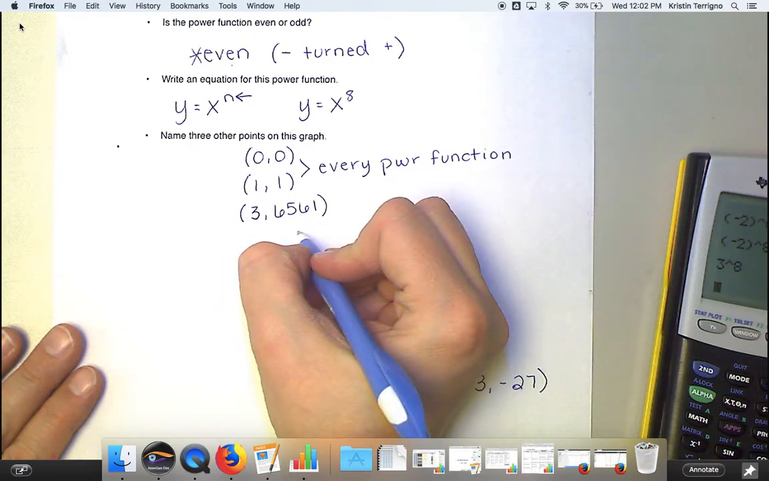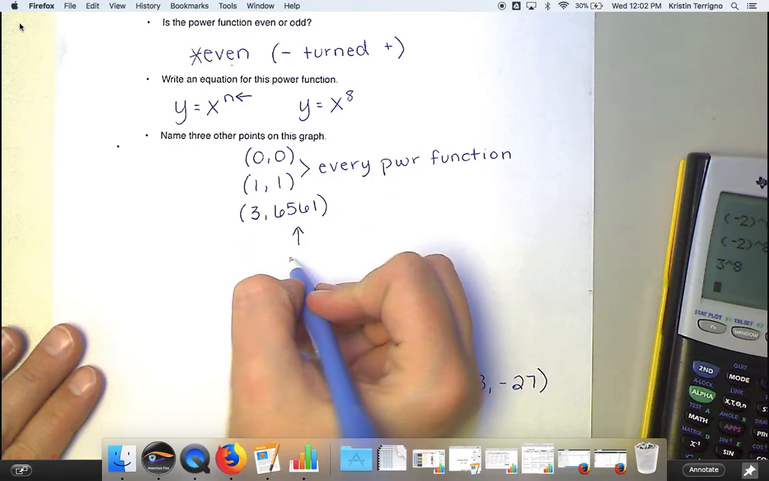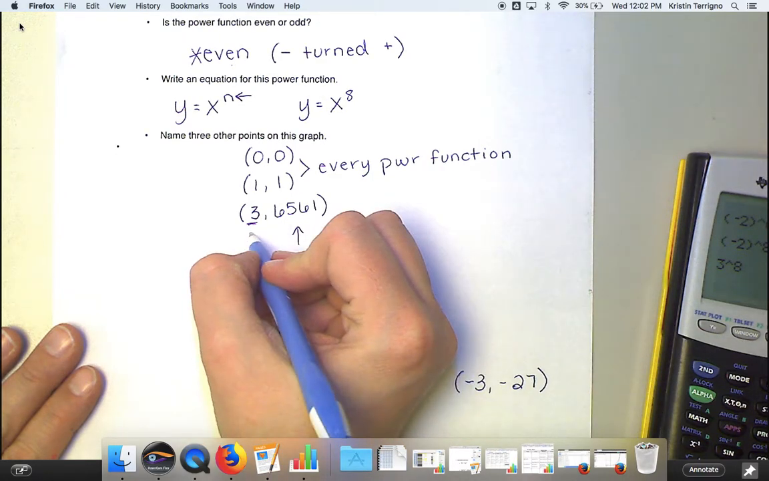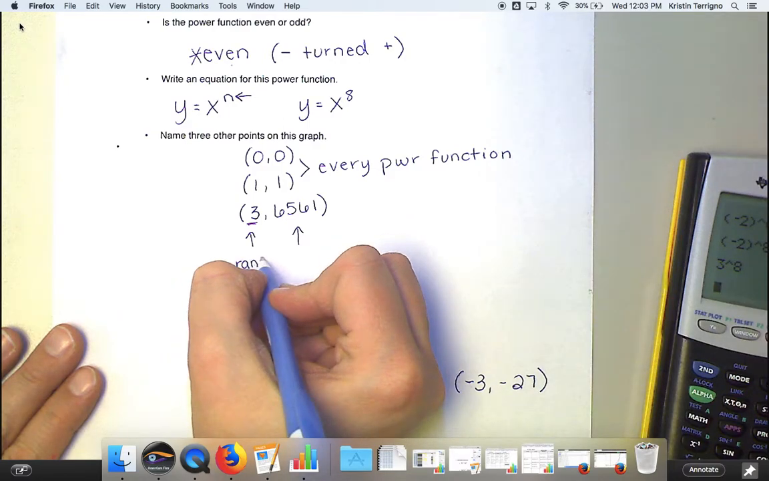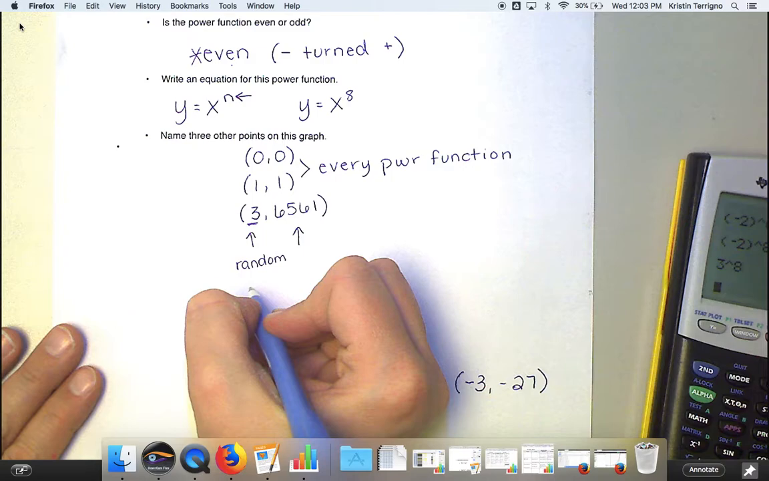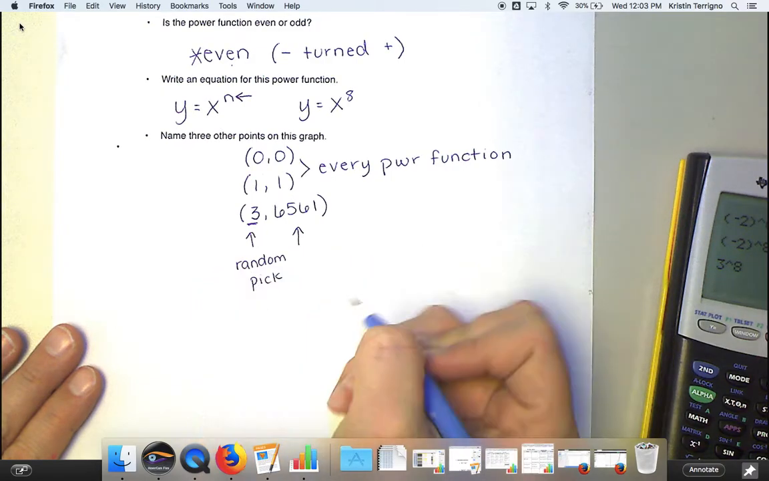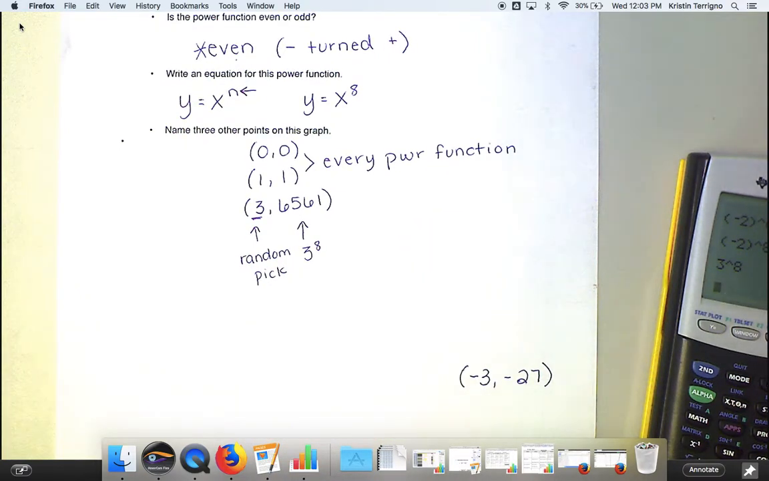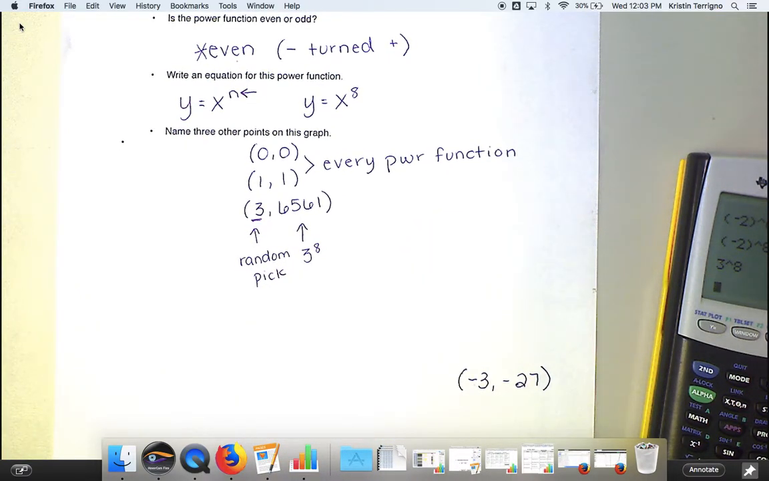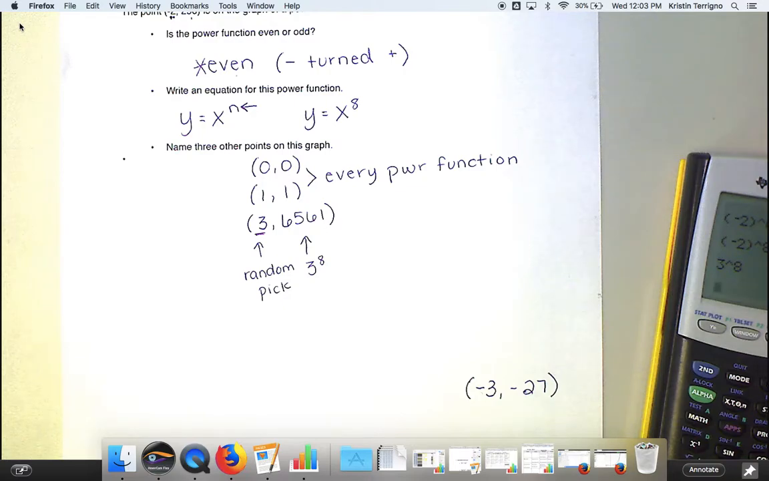and again, just to make sure you understand where that came from. I chose 3. I just picked this number, a random pick. And then here I just did 3 to the 8th power to get 6561. And that's all there is to a problem like that.